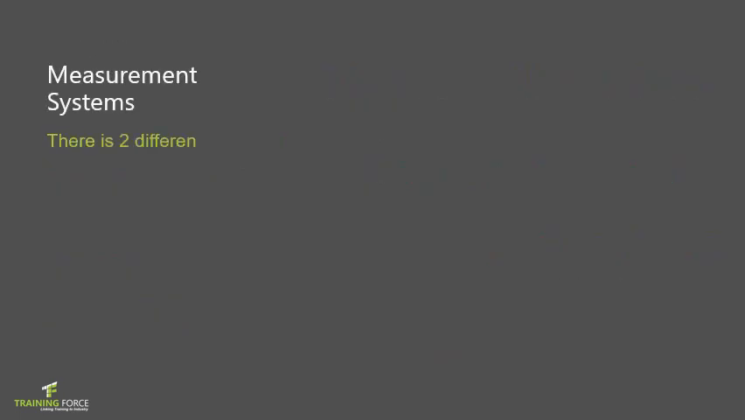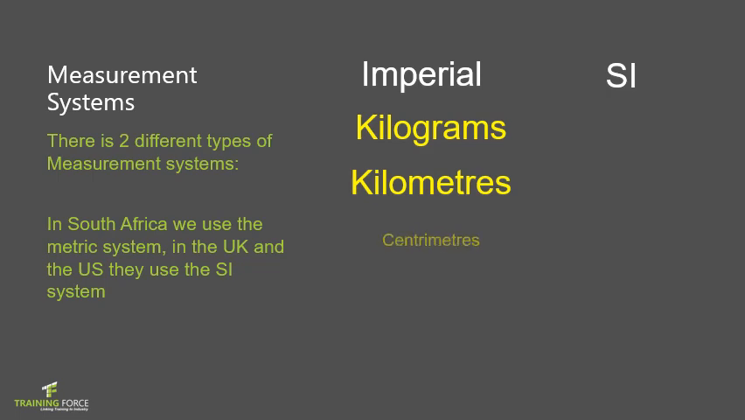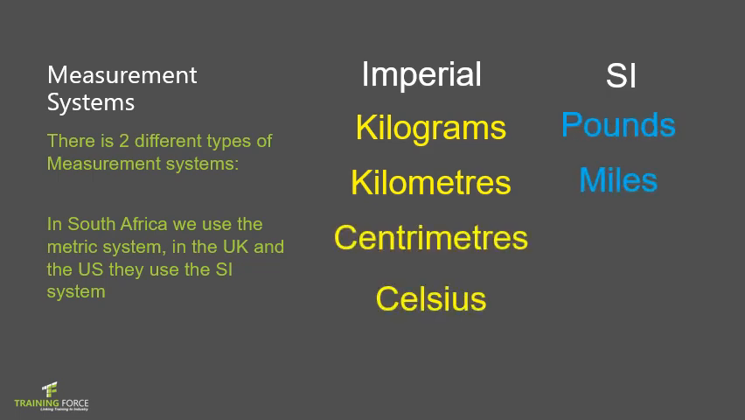There are two different types of measurement systems: imperial units and SI. In South Africa, we use the metric system, SI. In the UK and the US, they use the imperial system. The SI system includes things like kilograms, kilometers, centimeters, Celsius. In the imperial system, we talk about pounds, miles, inches, and Fahrenheit.